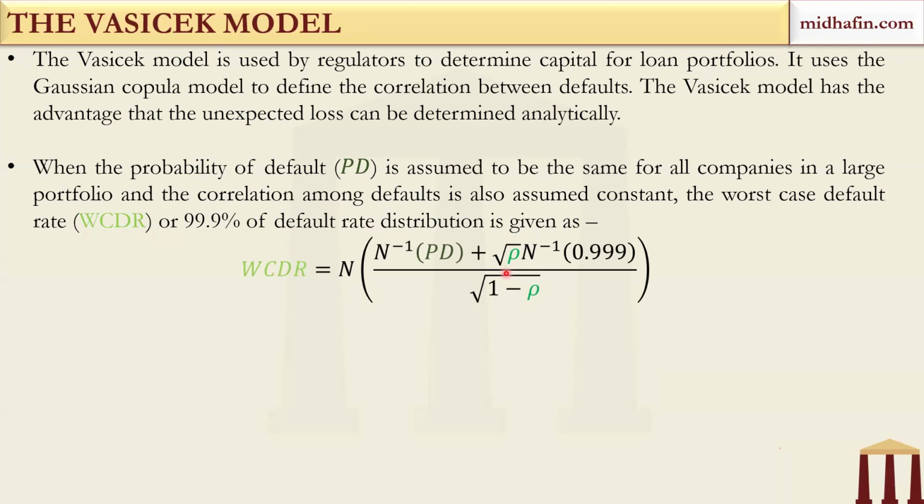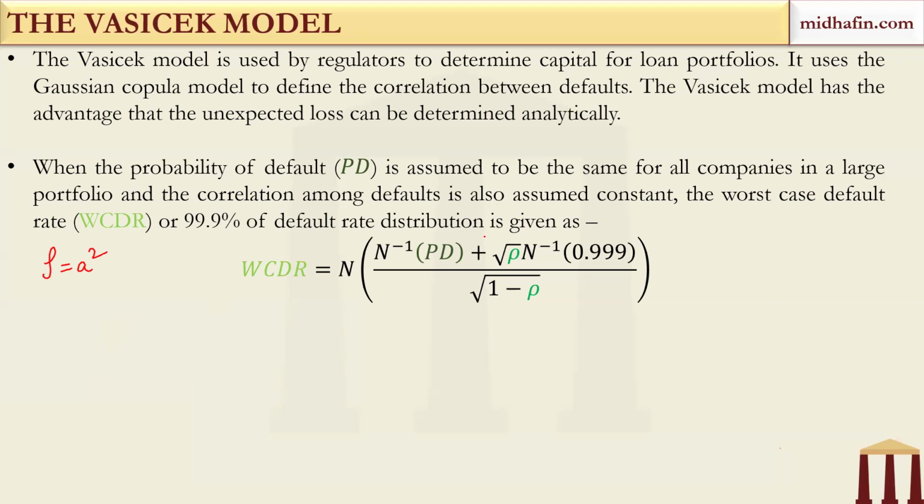WCDR is equal to N of this expression. Again, this formula will take some time to derive, but it's not a part of the course, so from the exam point of view, you just have to remember this formula. There is no substitute, because as I told you, rho is nothing but a square. That's why instead of square root of 1 minus a square, 1 minus rho is written. So basically rho is equal to a square. And also, this is X minus mu by sigma only.